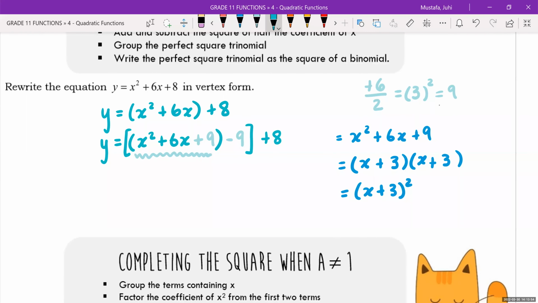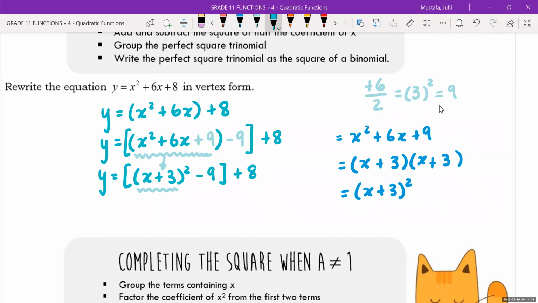So now we're going to go back to our question, and we are going to replace that rounded bracket with x plus 3, all of it squared. So all I've done is I've taken this and just factored it to get that. And everything else stays the same. So we have a -9 and then a +8.